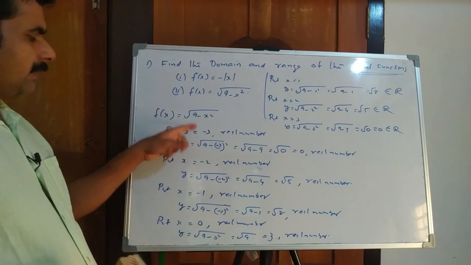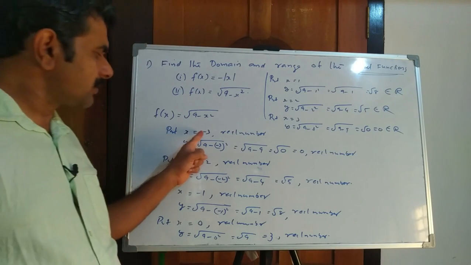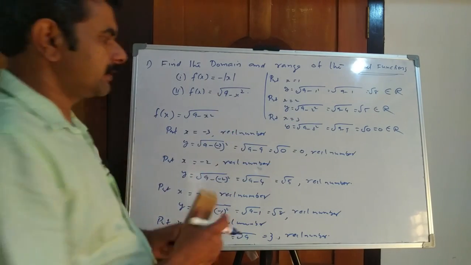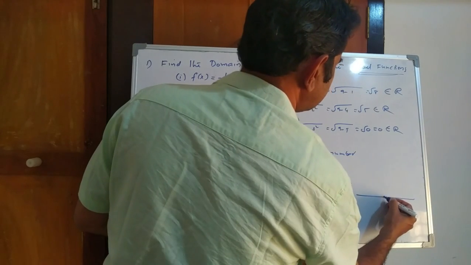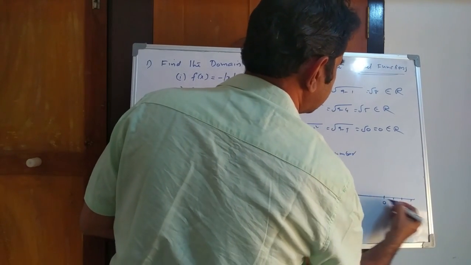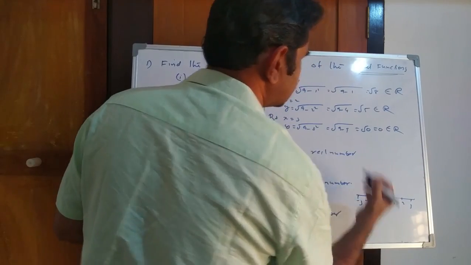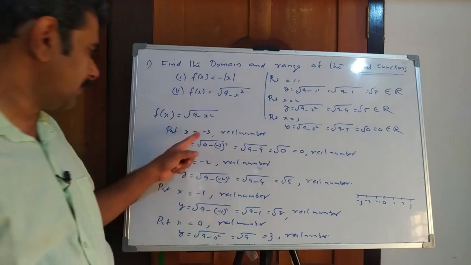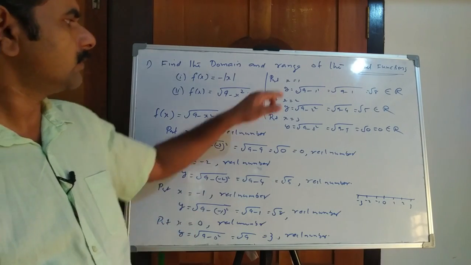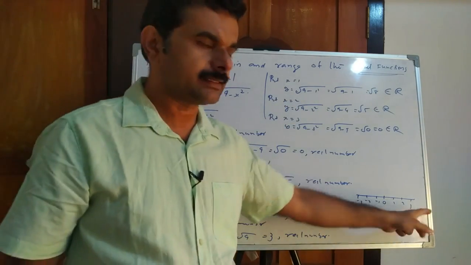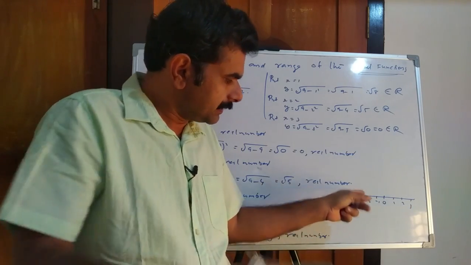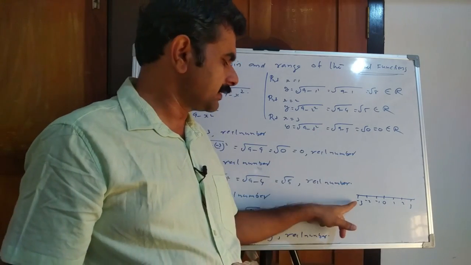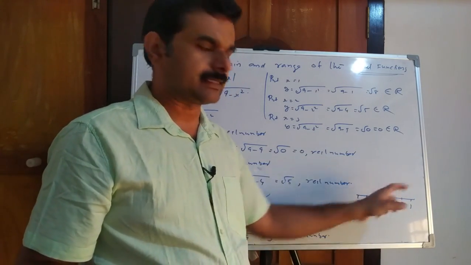Now I am taking x values from minus 3 to plus 3. When we draw a number line here: 0, 1, 2, 3, minus 1, minus 2, minus 3. I am using real numbers from minus 3 to plus 3: minus 3, minus 2, minus 1, 0, 1, 2, 3. Several numbers are between minus 3 and minus 2, and these all are included, but for our convenience I am taking only numbers from minus 3 to plus 3.